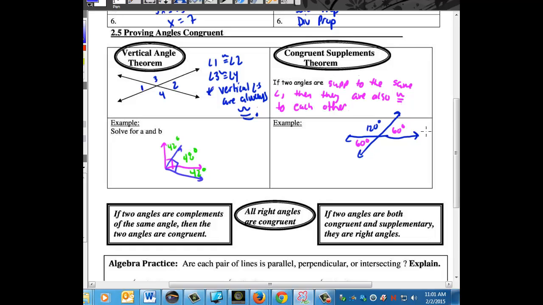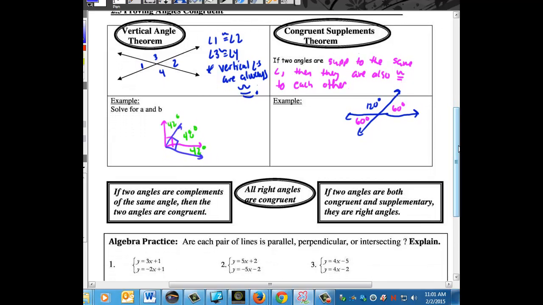Alright, then our last theorem that we have down here is that if two angles are both congruent and supplementary, they are right angles. So again, let's draw a line. Here's our line. And let's create two right angles.